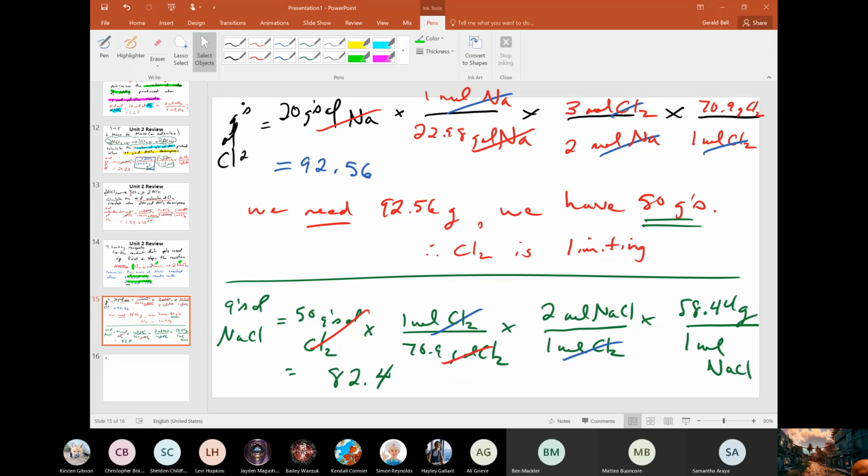Maybe I'll just recheck my calculation here. Maybe I typed it in wrong. It could be a possibility. 50 times 2 times 58.44 divided by 70.9. I still get 82.